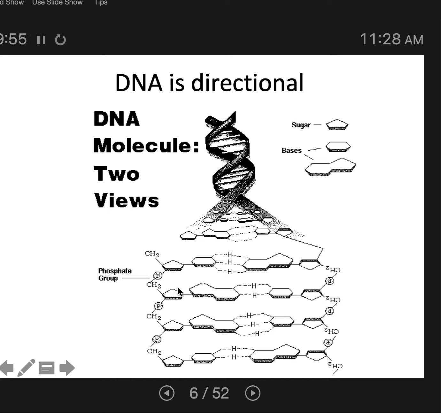So in these pictures, it's not shown here, but any picture I give you on a quiz or an exam will show the oxygen. This peak here, that's an oxygen. So you can count the carbons from the oxygen to know what direction it is. This oxygen points one direction. So counting clockwise from the oxygen, you have carbon 1 on this corner, carbon 2, carbon 3, carbon 4, carbon 5, and then the phosphate group.